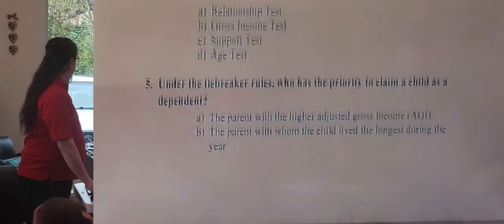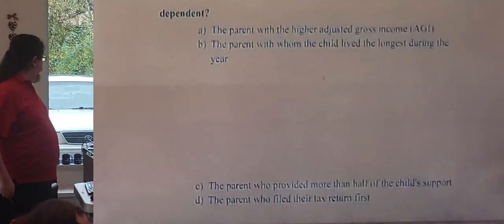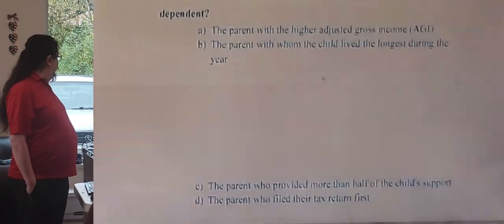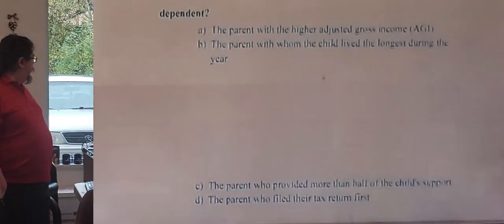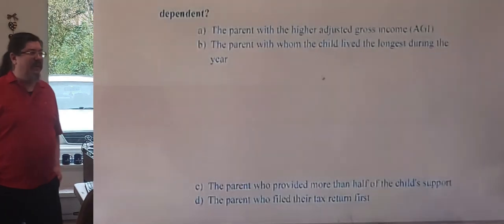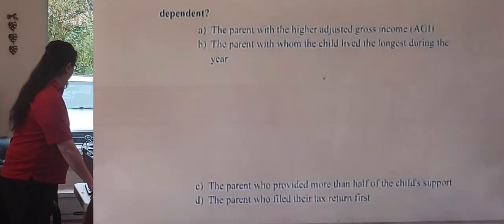Okay. Under the tiebreaker rules, who has the priority to claim a child as a dependent? B, the parent with whom the child lived longest during the year. A lot of people will think it's D, but that's not actually the case.